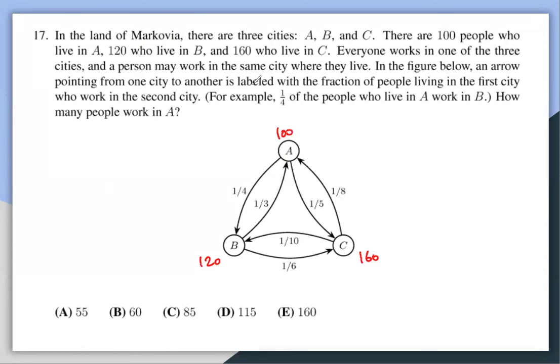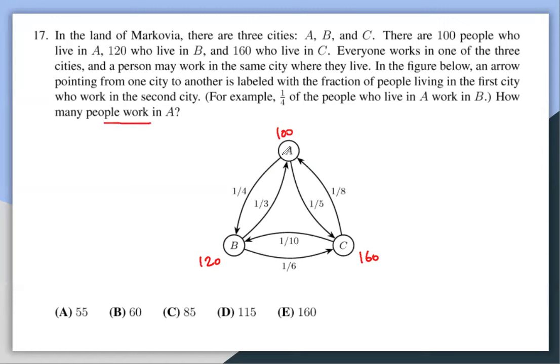In the figure below, an arrow pointing from one city to another is labeled with the fraction of the people living in the first city who work in the second city. So this 1/4 is the people who live here but work here. How many people work in A?